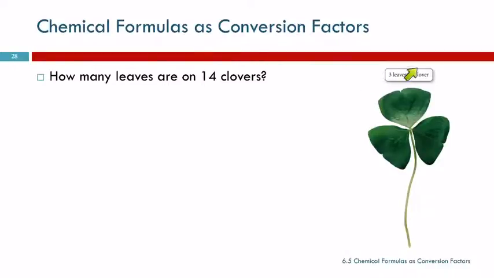So this is a conversion factor, 3 leaves to 1 clover. We want to know how many leaves, and we're given the number of clovers. So we're starting with clovers, and we're going to number of leaves. And it may seem a little silly to write that out. Maybe it is. 14 clovers.